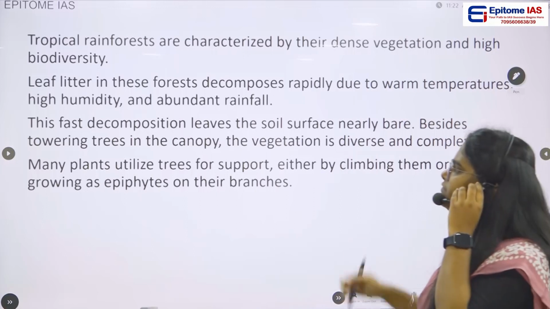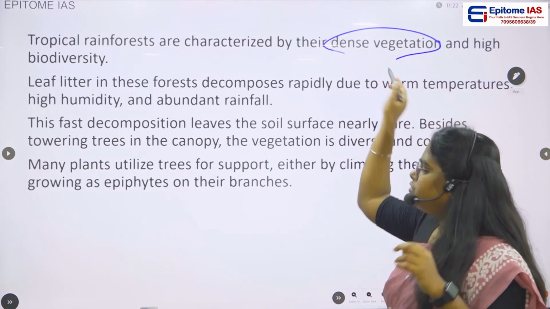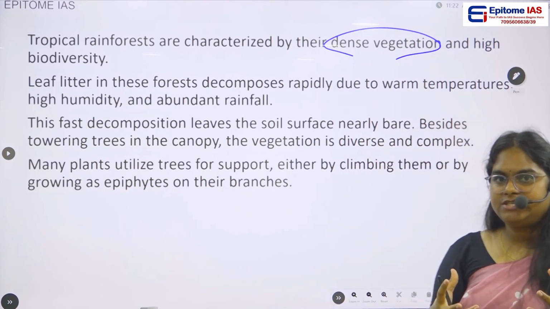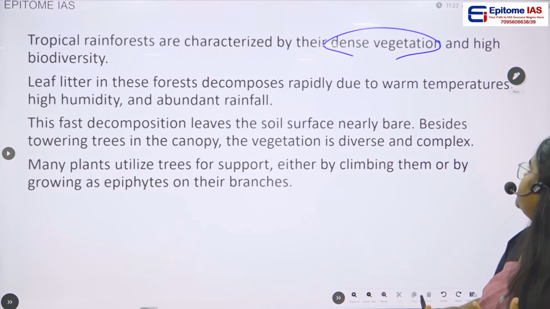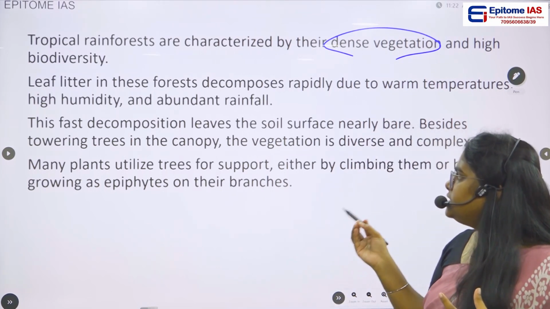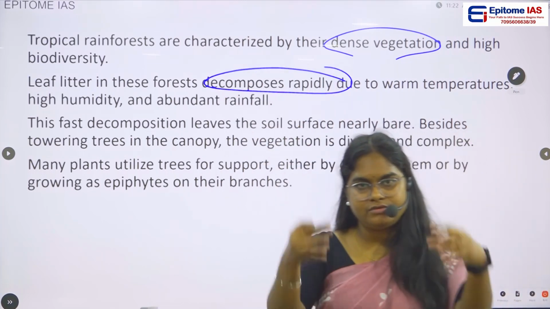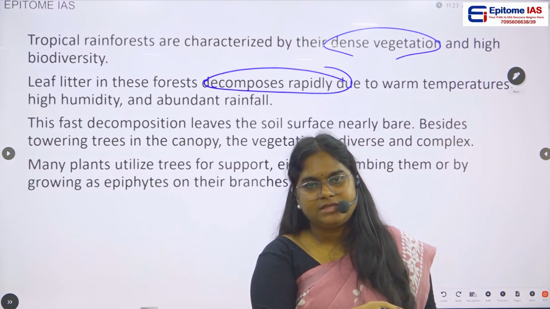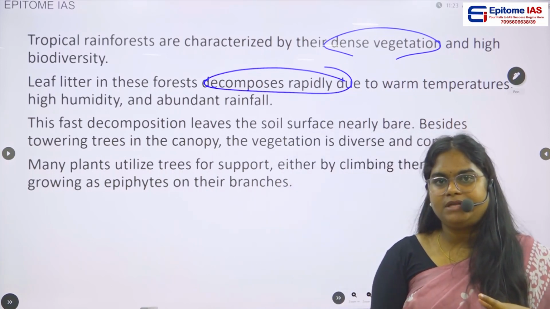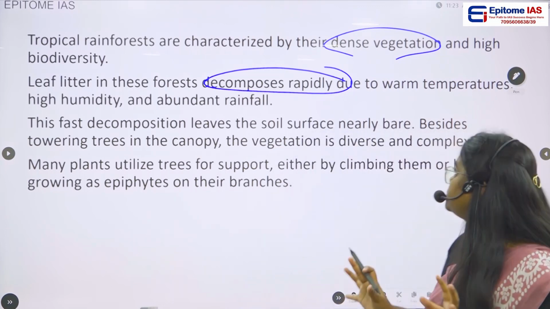So tropical rainforests are characterized by their dense vegetation. Usually the tropical rainforest has very dense vegetation. We saw that in this particular picture, right? And high biodiversity. Leaf litter in this forest decomposes rapidly. So whichever leaves fall on the soil get decomposed very fast, very rapidly. That's why there is no presence of nutrients in this particular soil.